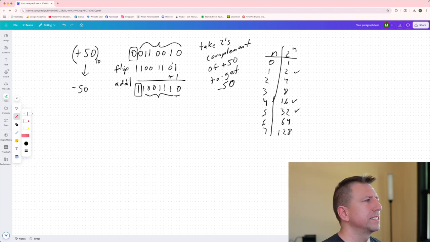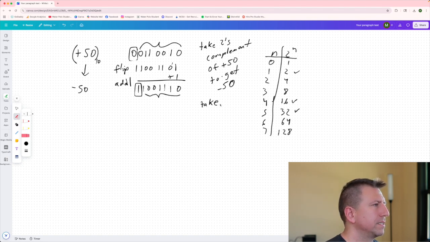So if I gave you this negative number and I said, well, what number is that? What you would do, as we said, 2's complement is reversible, you would take 2's complement on that number to find out what the positive number is and thus the magnitude. And so let's do that. So we take 2's complement again, to get back to 50.